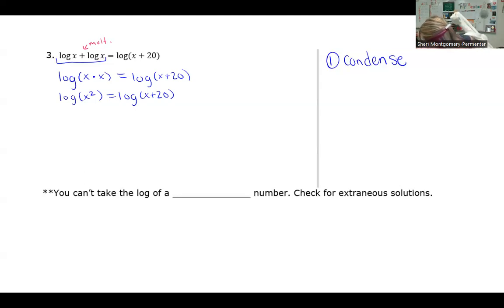Now what I have is the same situation as above. I have a log equals a log. They have the same base. What is the base? 10. That's right. What kind of log is this? Common log. I'm also gonna give myself a little note. Okay, it's a common log with a base of 10. We need to know that.